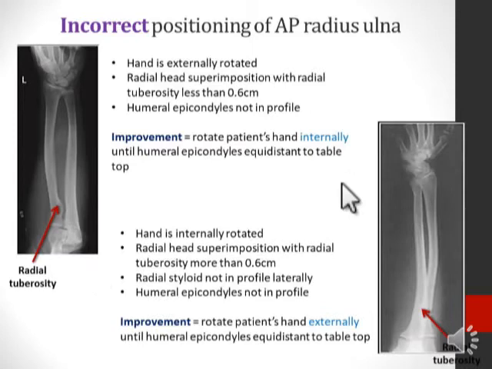So next is the radiograph with incorrect positioning, where the hand is internally rotated. I say so because the radial head superimposition with radial tuberosity is more than 0.6 cm. Radial styloid is not in profile laterally, and humeral epicondyles are also not seen in profile. So the improvement is to rotate the patient's hand externally until humeral epicondyles are equidistant to the tabletop.